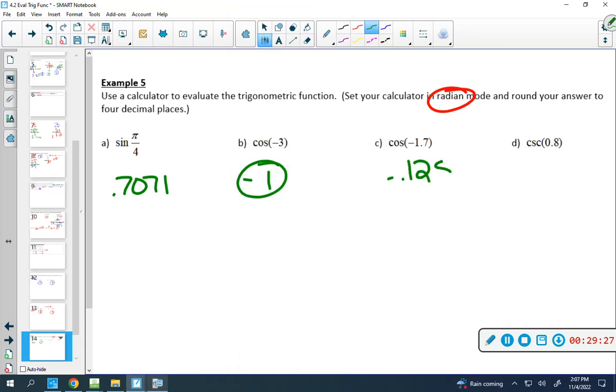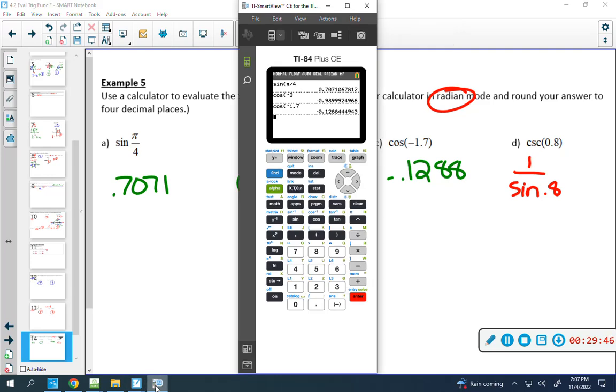Okay, a little glitch here. Do you have a cosecant button? Doesn't mean we can't do it. We're going to use one of our identities on our yellow sheet. Cosecant is the same as 1 over sine. So I'm going to type in 1 divided by sine of 0.8. And then of course let's round to 4, so I'm going to put 1.39 over 0.